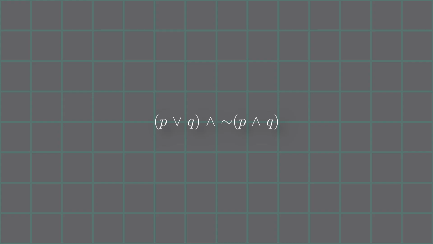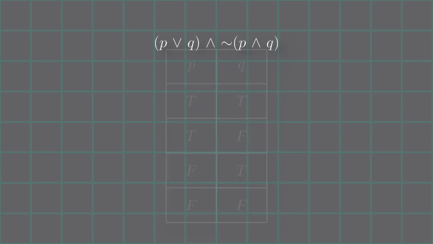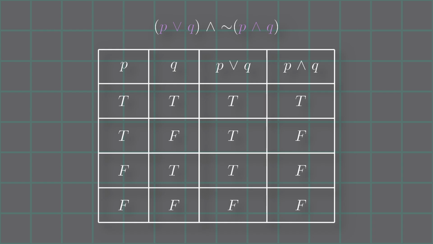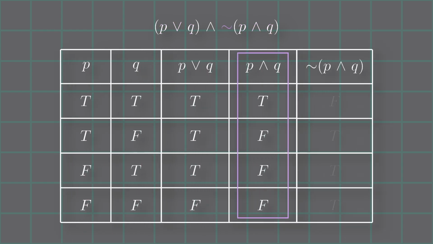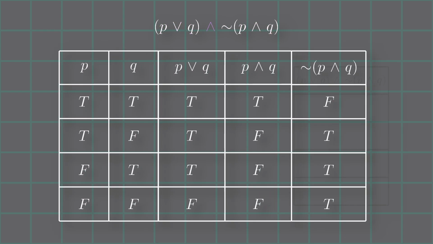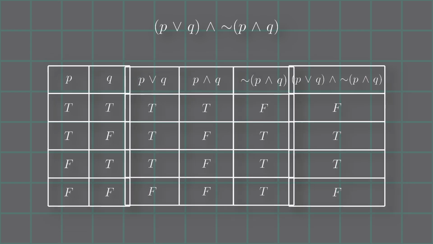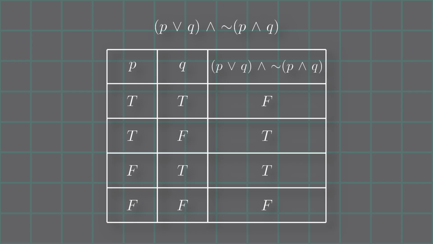Let's see if we can construct the truth table for this statement. Again, from the simple statements, we'll start with the smallest compound statements first. The next step is this negation. Then, our final step is a conjunction of these two. This truth table supports our intuition of what exclusive or means.